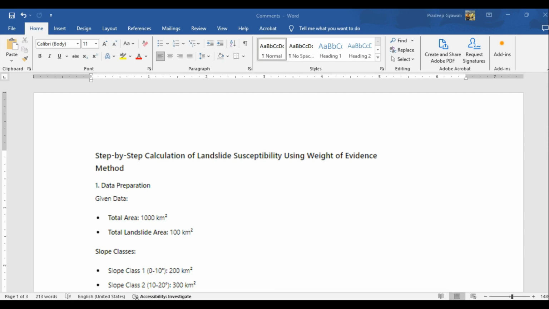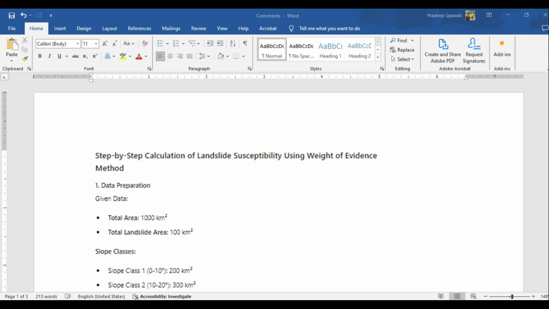To do this, you can use more articles about landslide susceptibility models. So without any delay, I'm going to enter the calculation part here.